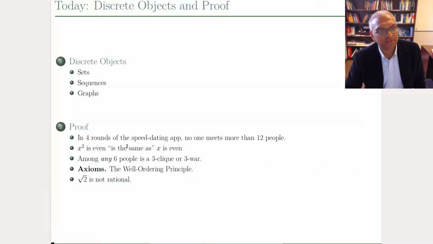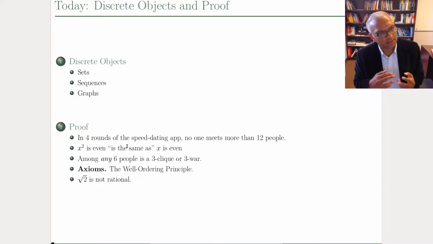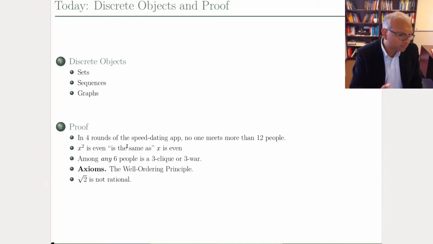Today's theme is discrete objects and proof. Okay, we're going to talk about the 3 main types of discrete objects that we will focus on in this class and that are relevant for computer science. Those are sets, sequences, and graphs. And then I'm going to introduce you informally to the concept of a proof. We're going to prove several things.